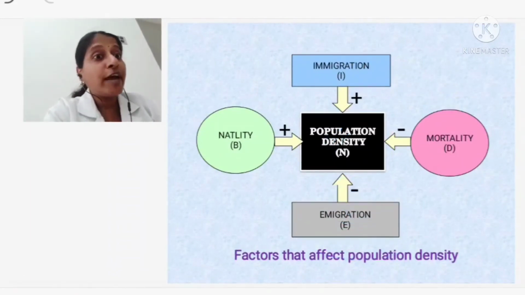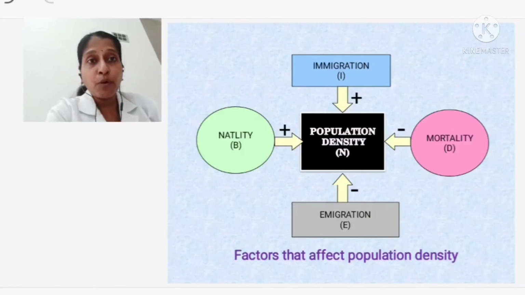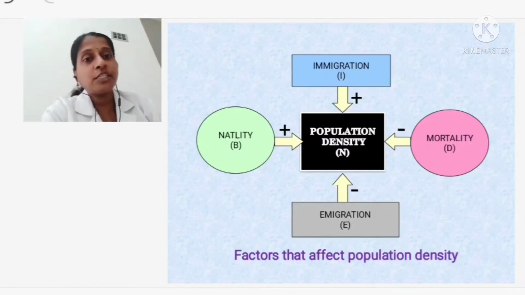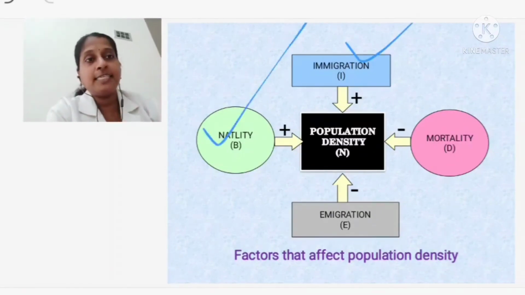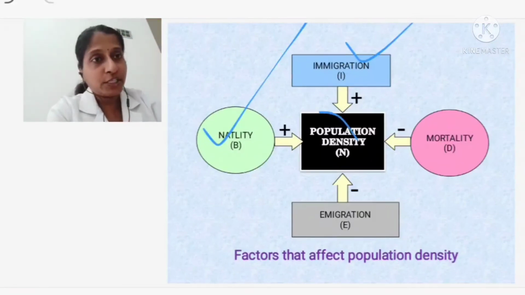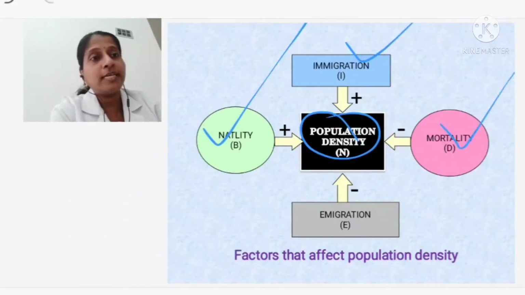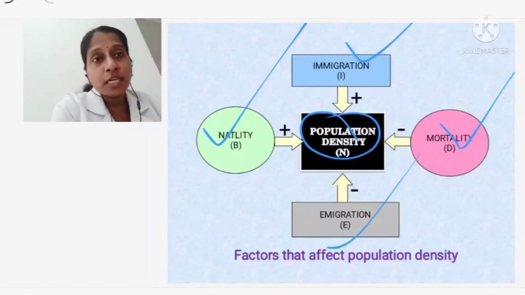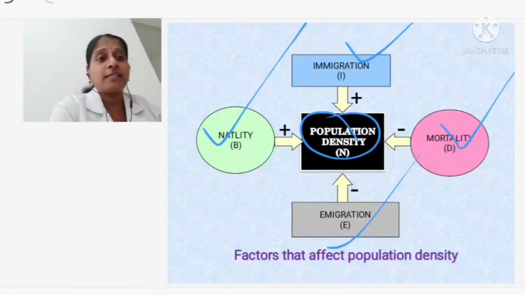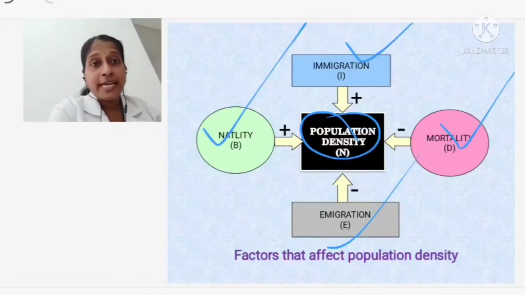So what are the factors which are helping in increase in population? It is immigration and natality. They will increase the number. What are the factors which are decreasing the population? It is mortality and emigration. Death as well as emigration is decreasing the number. Is that clear? So these are the factors which are affecting the population density.